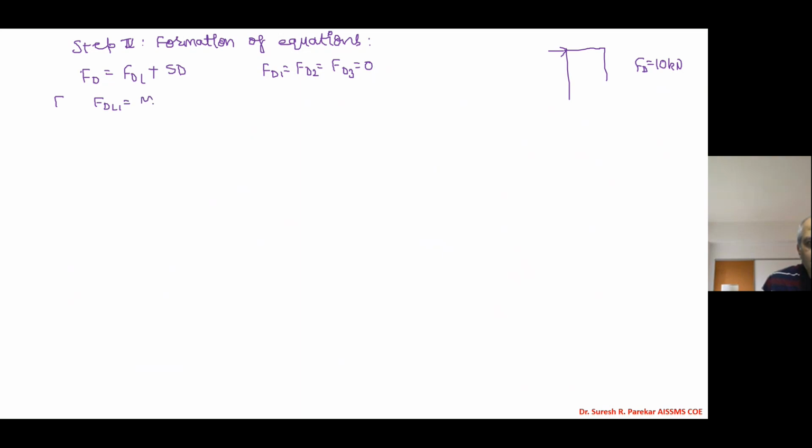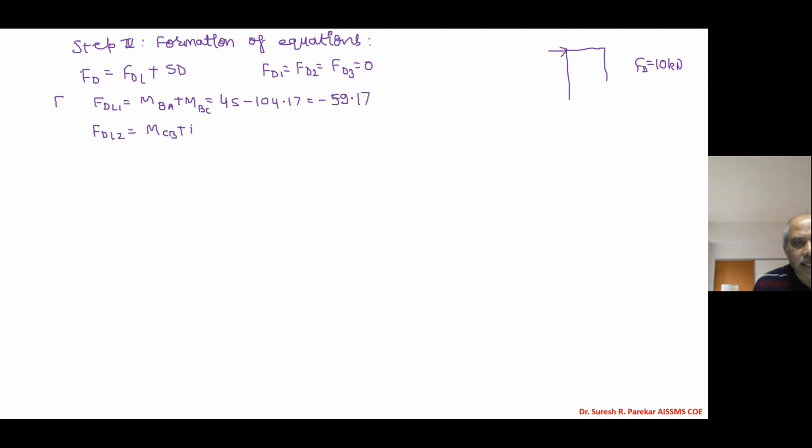FDL1 is equal to M. So at joint B, we have MBA plus MBC. MBA we have 45, and MBC we have minus 104.17. And from this we will get this value of FDL1, and that we will get as minus 59.17.